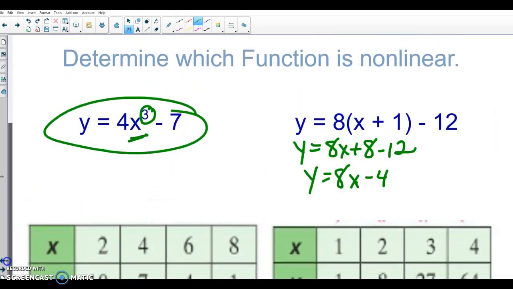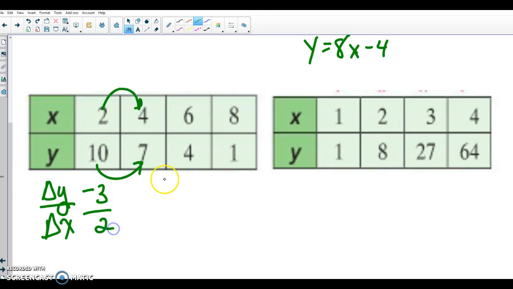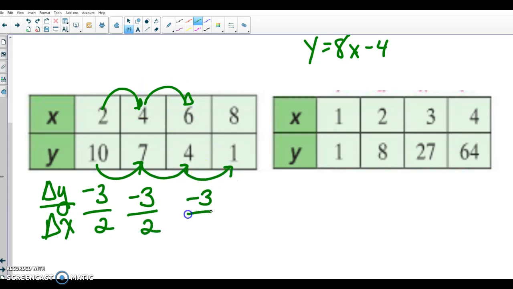Now, from a table, we said that the change in y over the change in x has to be unequal. So I'm just going to look at my y first. I go from 10 to 7, which is minus 3, and then 4 to 2 is positive 2. And then 7 to 4 is minus 3 again. 4 to 6 is positive 2. And 4 to 1 is minus 3 again. And 6 to 8 is positive 2. So these are all equal, so this is linear. Remember, you're looking for nonlinear.